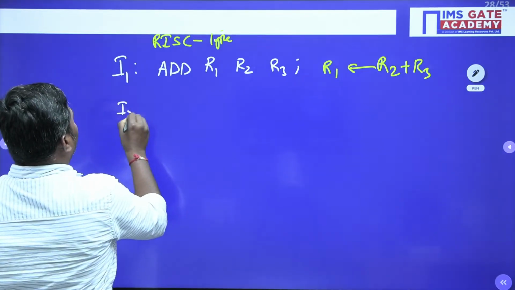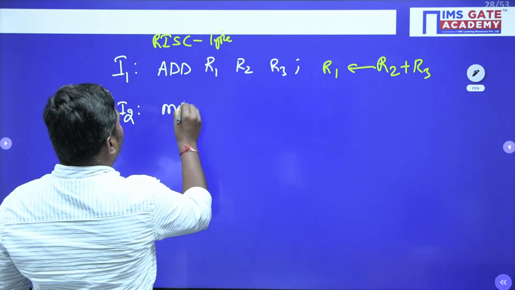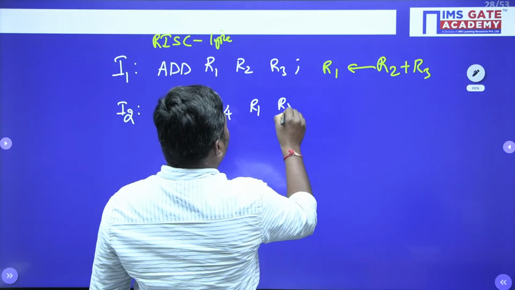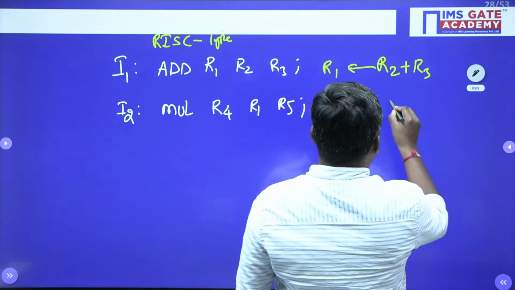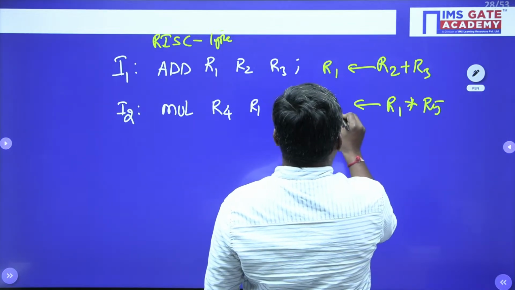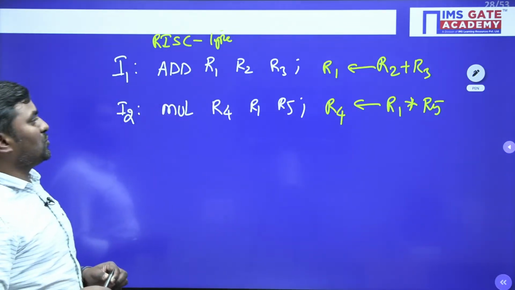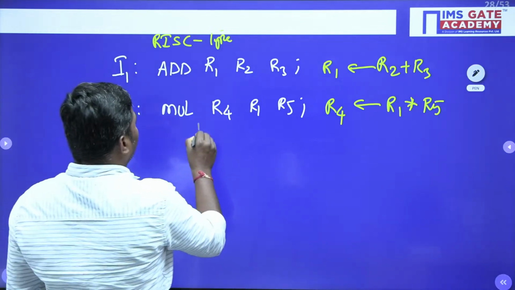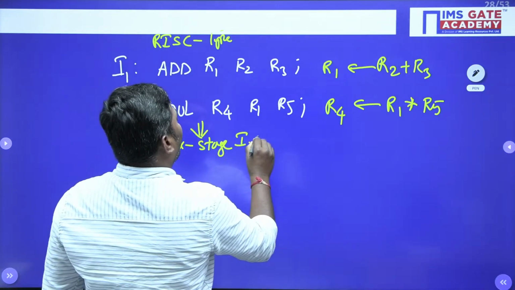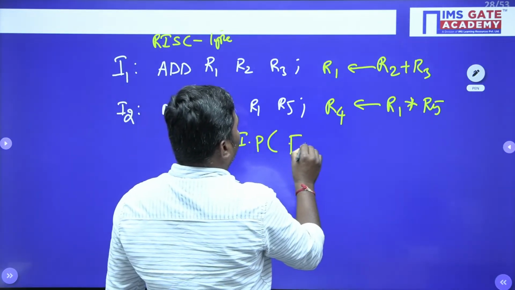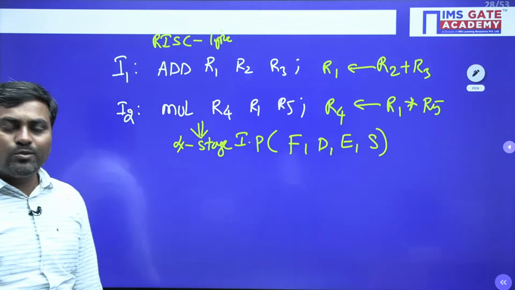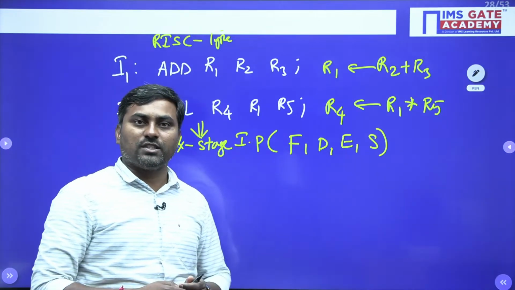Another instruction I2 is a multiplication: MUL register R4, register R1, register R5. The nomenclature is R1 multiplied by R5, and the result is stored in the R4 register. These are the two instructions which you have. Assume these two instructions are executed in a 4-stage instruction pipeline. The 4 stages are fetch, decode, execute, store. Also assume each stage of the pipeline takes 1 clock cycle.